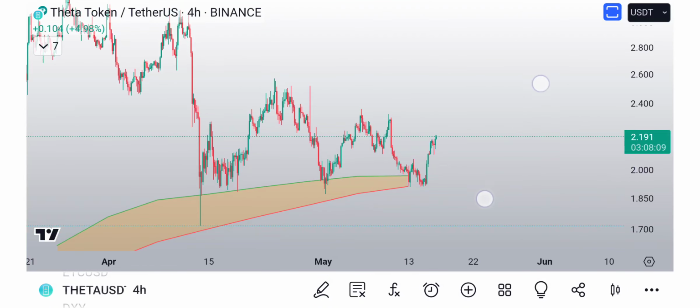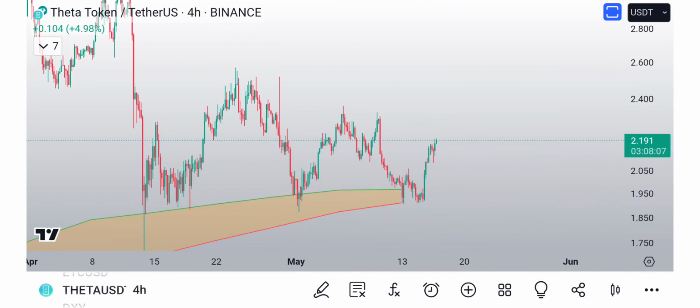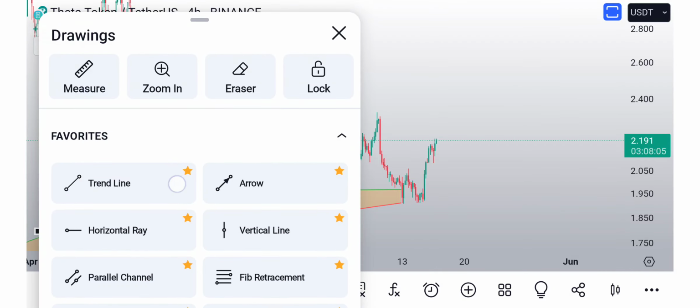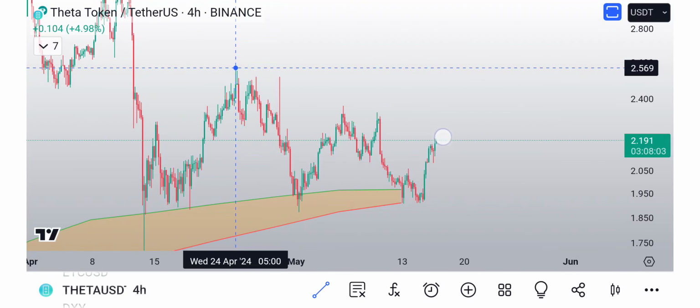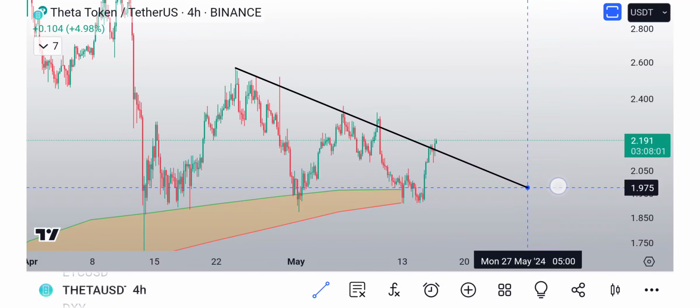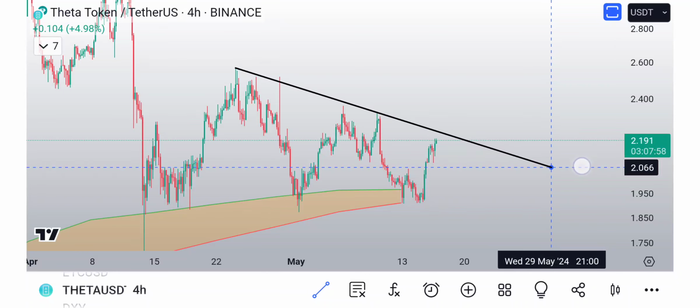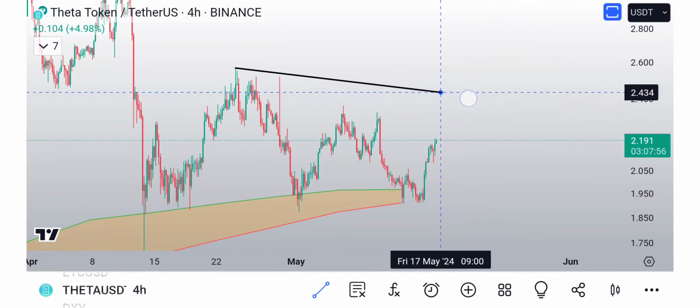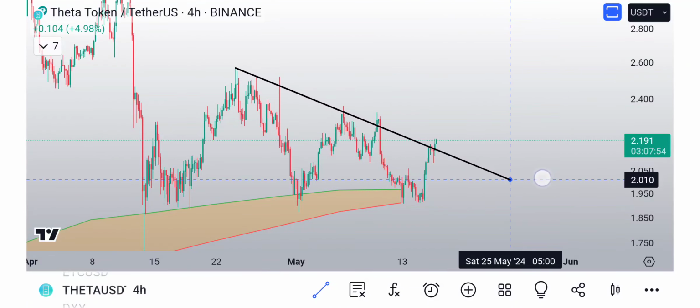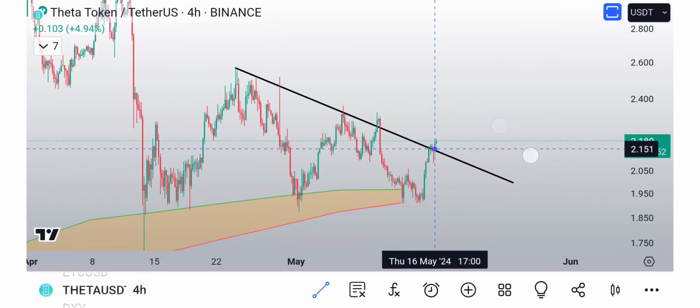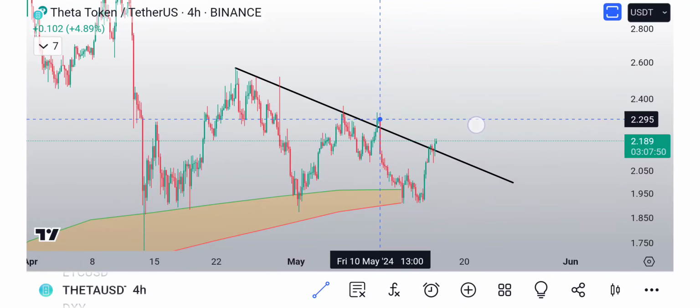But yeah, let's talk about Theta now. Theta looks nice. We are at a dangerous area though, because if I draw the downward resistance line, it's subjective how you can draw it. If I draw it like this, it's actually having more touches. We did have a fake out right here.